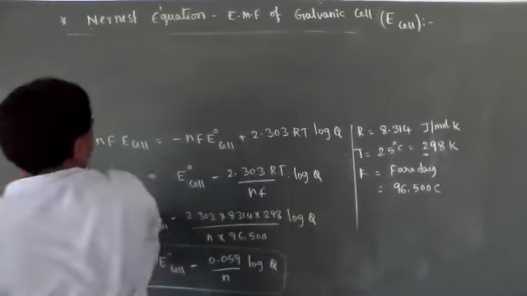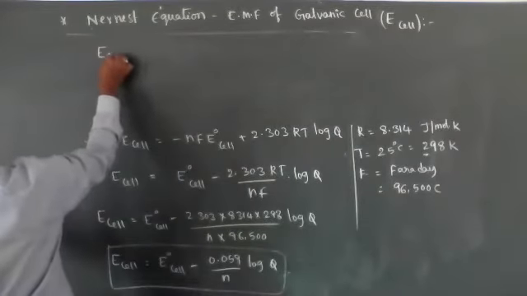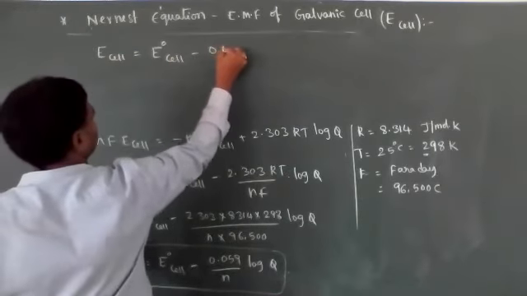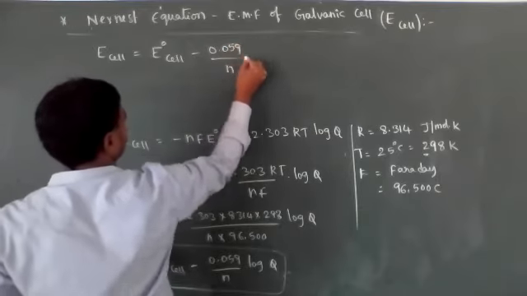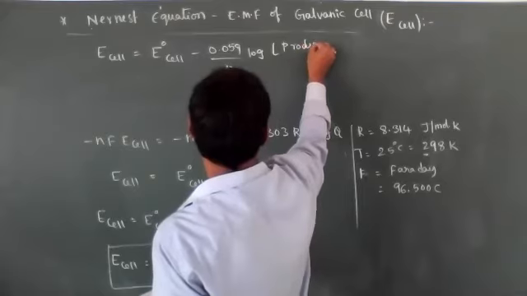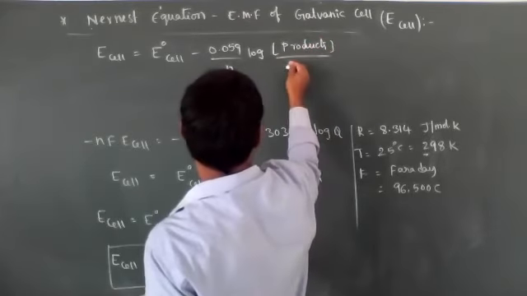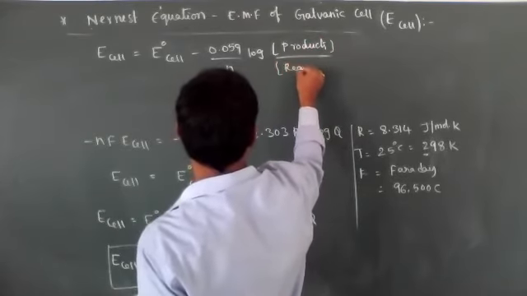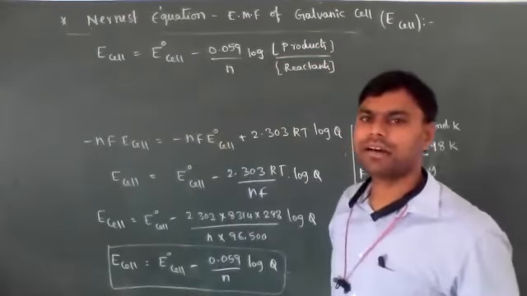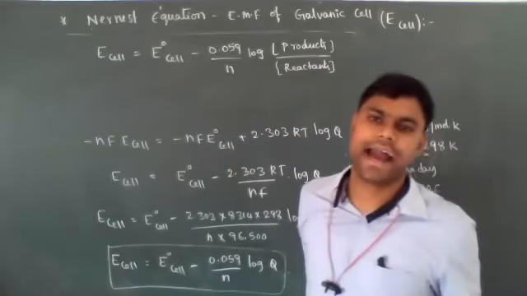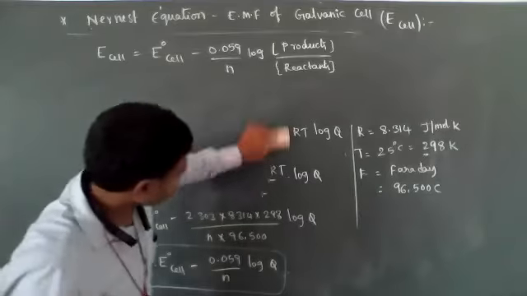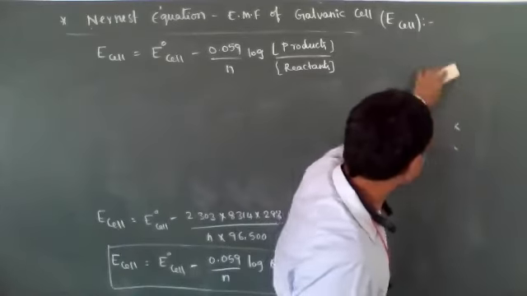Q is nothing but concentration. E cell is equal to E0 cell minus 0.059 by n into log concentration of products by concentration of reactants. Here, product means concentration of anode electrolyte, and reactant means cathode electrolyte. So either you have to remember this general equation.